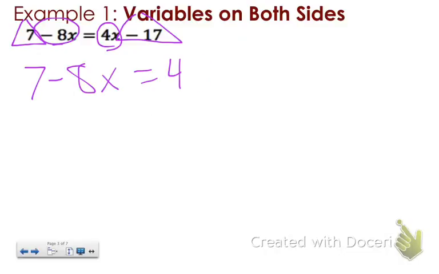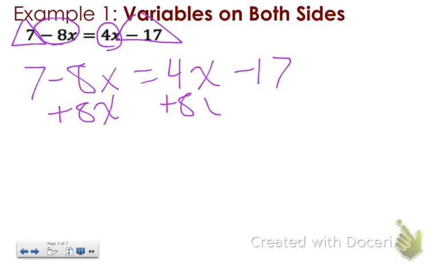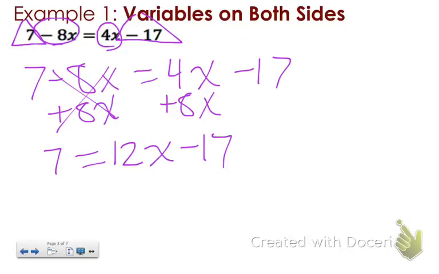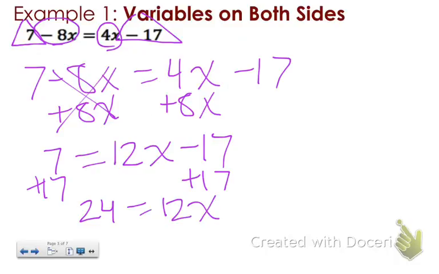So in this case, I'm going to go ahead and add 8x to the other side so that I can keep my x positive. So now I'm left with 7 equals, because negative 8x plus 8x goes away, 7 equals 4x plus 8x, which is 12x, minus 17. And then I've got to get all the constants on the other side, so I'm going to add 17 to both sides. And so I end up with 24 equals 12x.